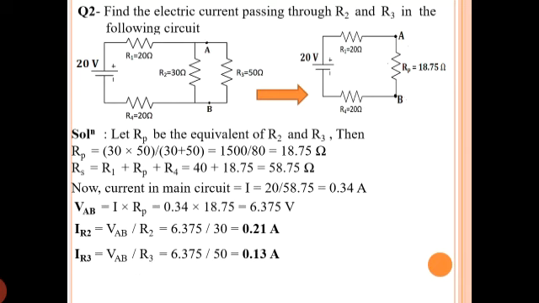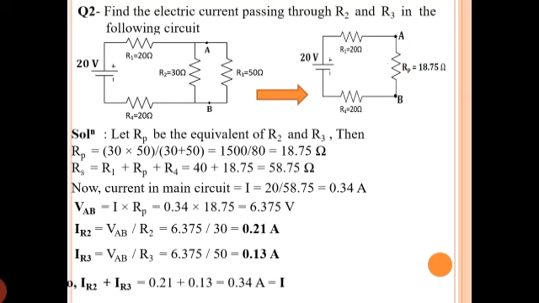And IR3 will be VAB, because the potential difference is the same, divided by R3, the resistance only, and this we are getting 0.13 ampere. So you can see the two resistors R2 and R3 are connected between the same two points A and B, but the current is not the same because the resistance is not the same. Okay, so even if the potential difference is the same, the current may not be the same in the parallel combination.